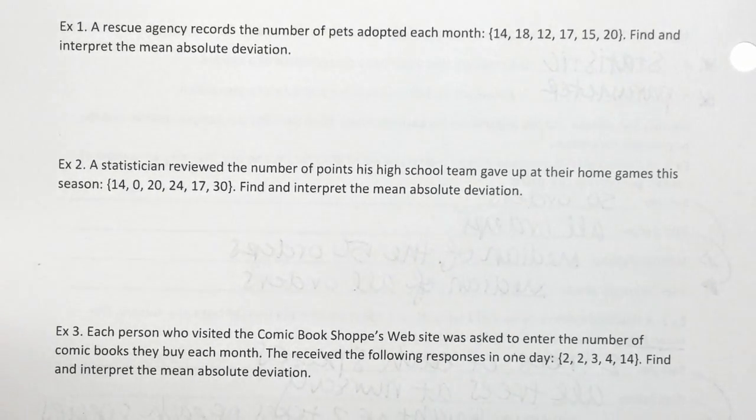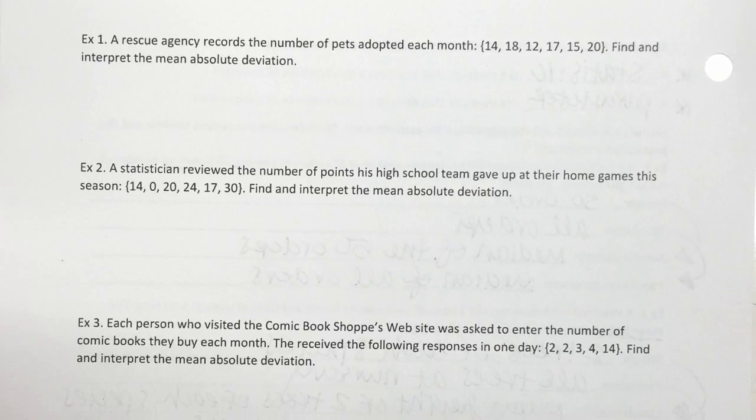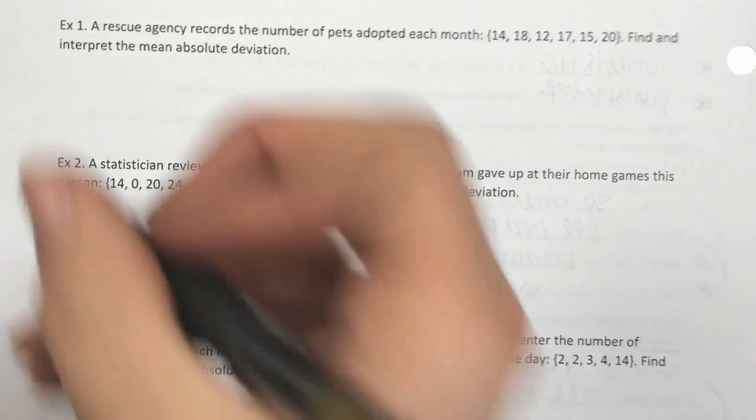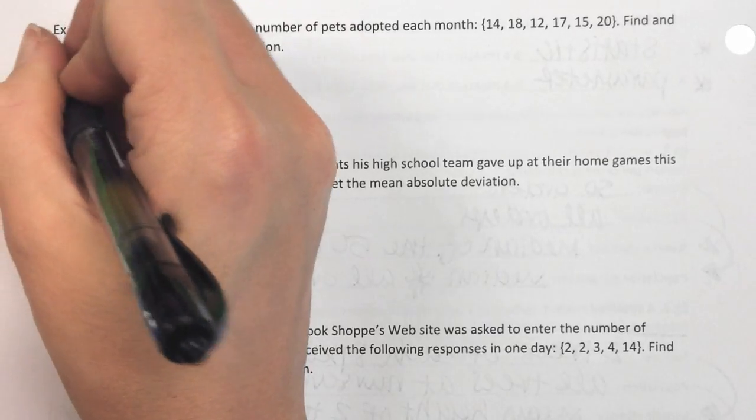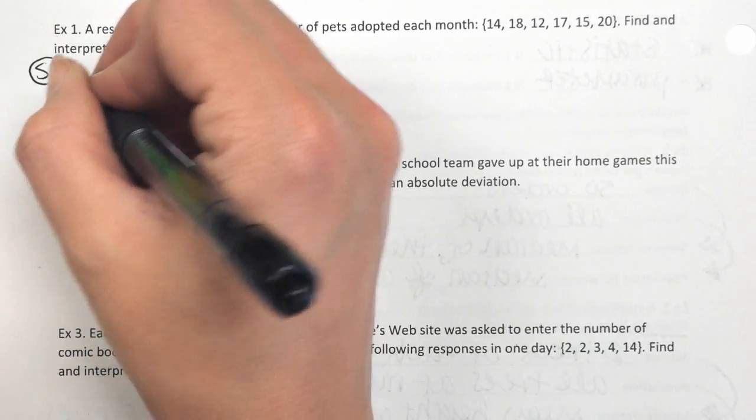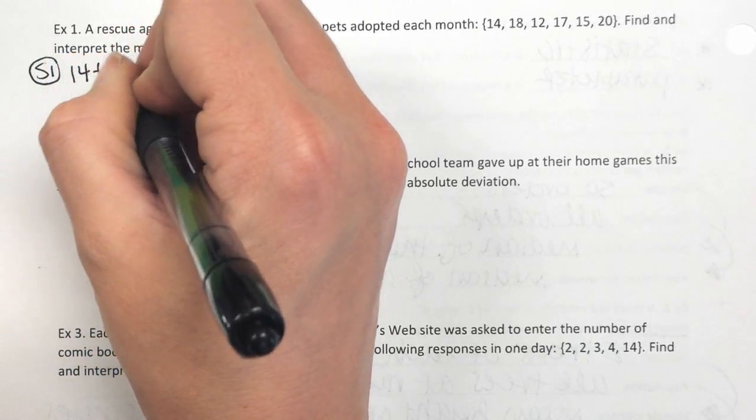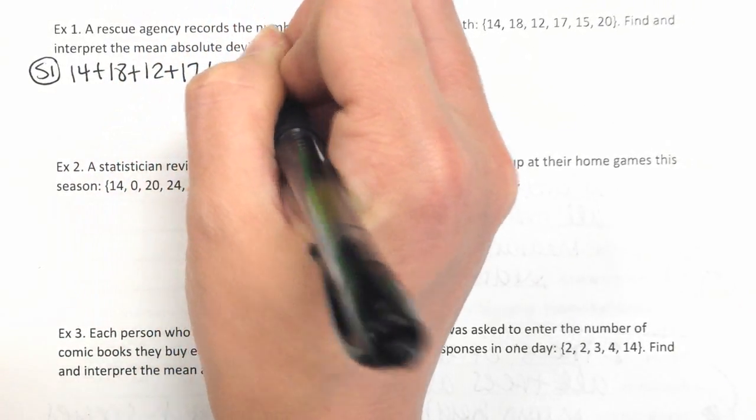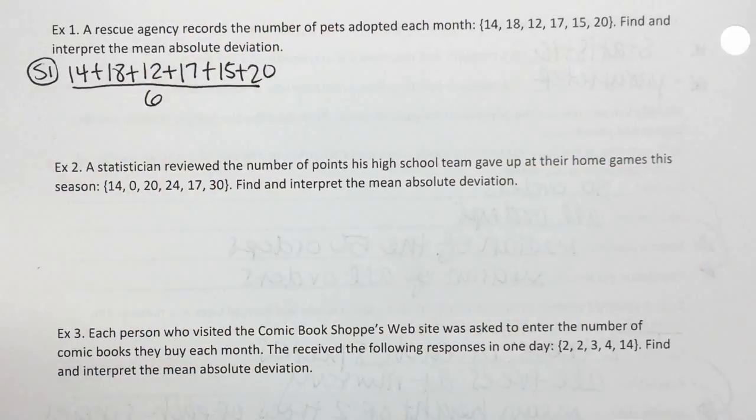Alyssa, if you'll read example 1 for me. A rescue agency registers the number of animals adopted each day. You don't have to read the numbers. Find and interpret the mean absolute deviation. All right, so step 1, put S1. We're finding the mean. So we're going to add together all of those numbers and divide by what? Good. I'm going to write it out, but you don't have to. Go ahead and find it on your calculator, and you can say it out loud whenever you get it. What is it? 16. Good.